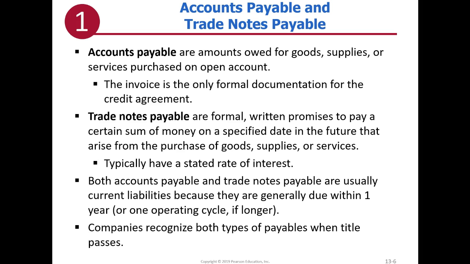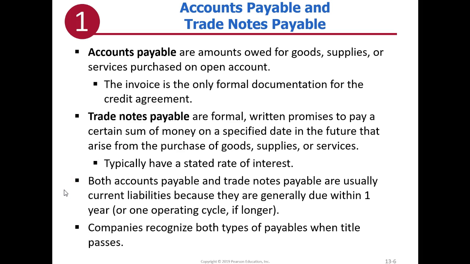Trade notes payable are formal written promises to pay a certain sum of money on a specified date that arise from the purchase of goods, supplies, or services. So you can have trade accounts payable and trade notes payable. The main thing is that the trade description is telling us that this is in the primary part of the operations. Now, trade notes payable typically will have a stated rate of interest. So when we're doing our operating liabilities, we need to be able to accrue interest as necessary.